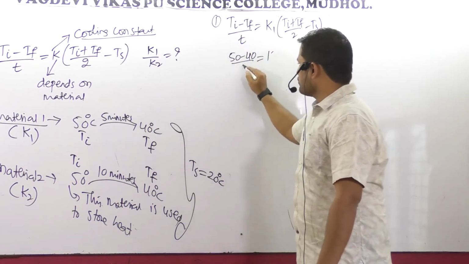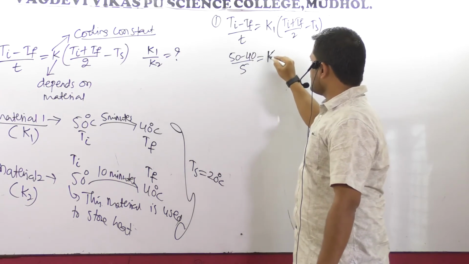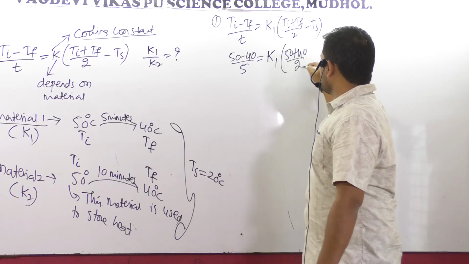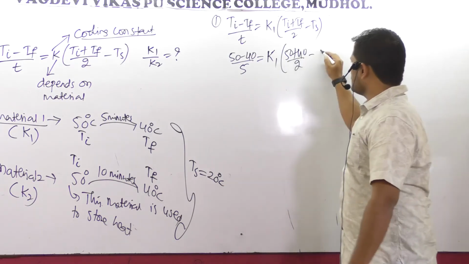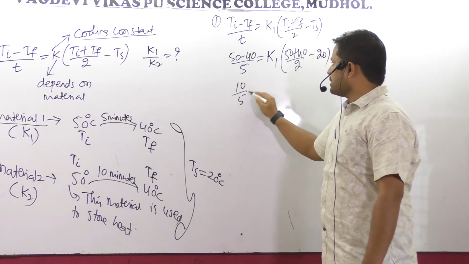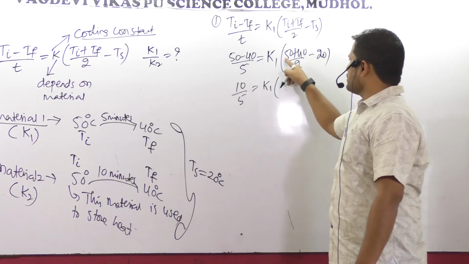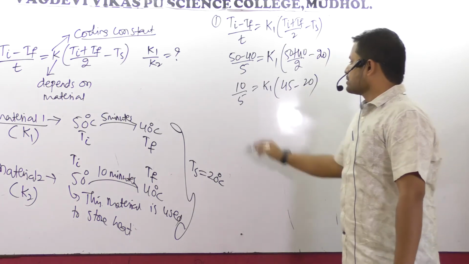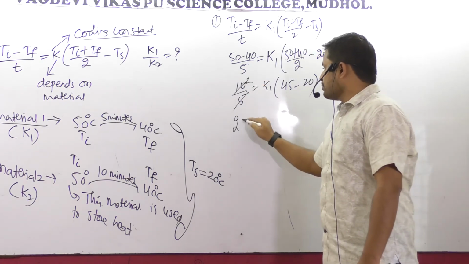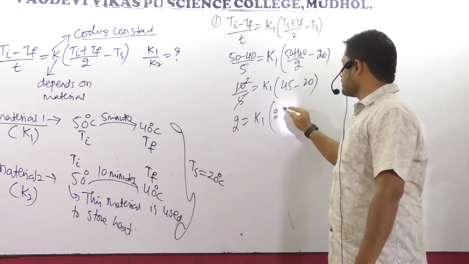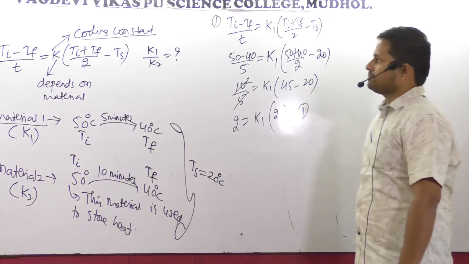So 5 minutes, so 5 is equal to K1, as usual it will be K1 bracket 50 plus 40 divided by 2 minus Ts, which is given, no? What is that? 20. Okay, so 50 minus 40 is 10. 10 divided by 5 is equal to K1 bracket 50 plus 40, 90, 90 by 2, 45, 45 minus 20. So 5 ones are 5, 5 twos are 10. So 2 is equal to K1 bracket 45 minus 20, 25. So let me keep it as equation number 1.